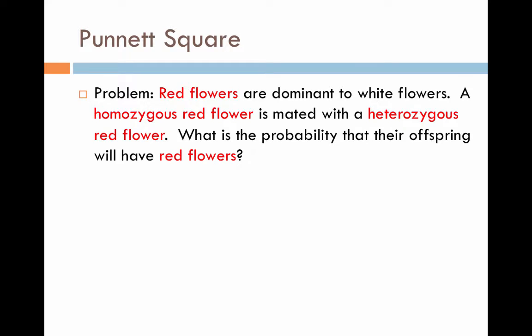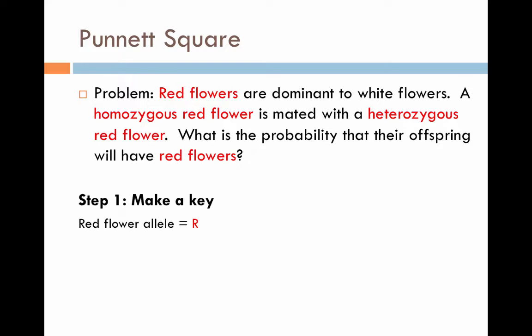The problem in this one is red flowers are dominant to white flowers. A homozygous red flower is mated with a heterozygous red flower. What is the probability that their offspring will have red flowers? Step 1, make a key. This is a long problem. I don't really know what it's asking, so I want to make a key to help me out.